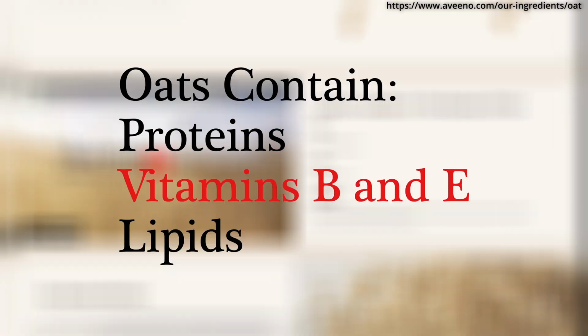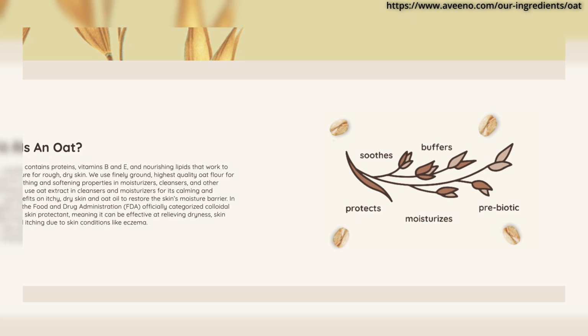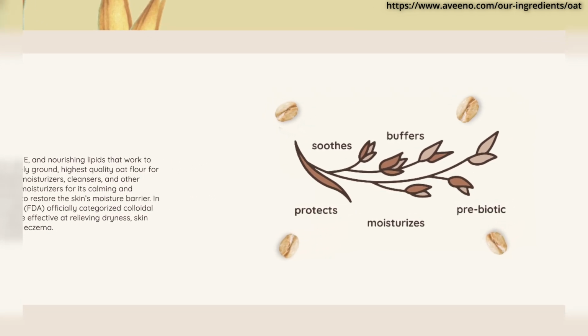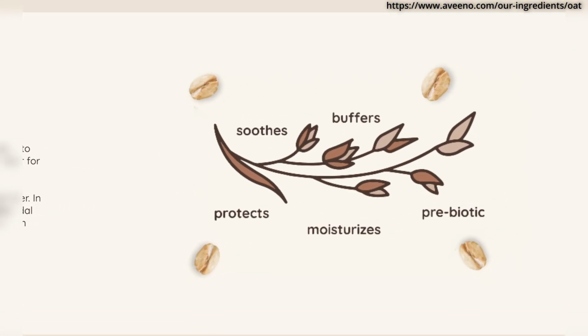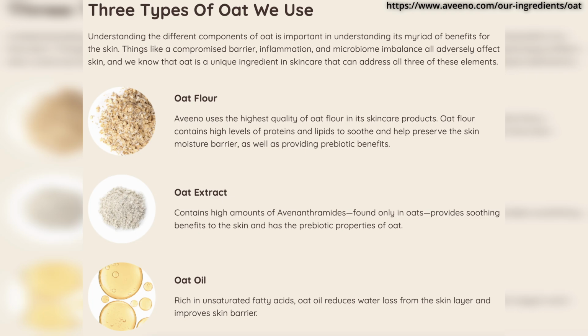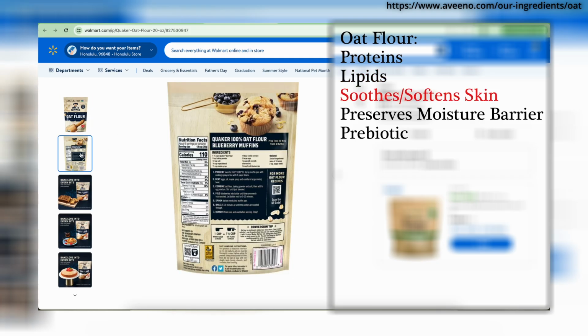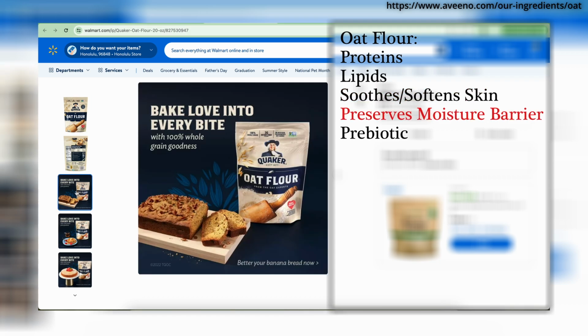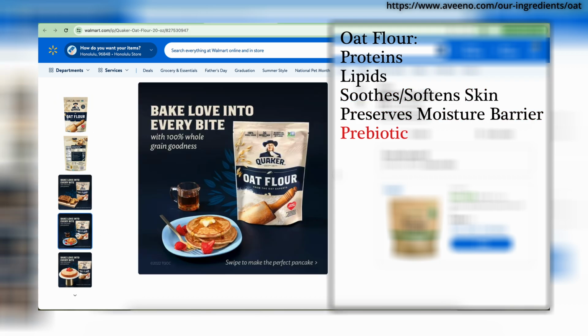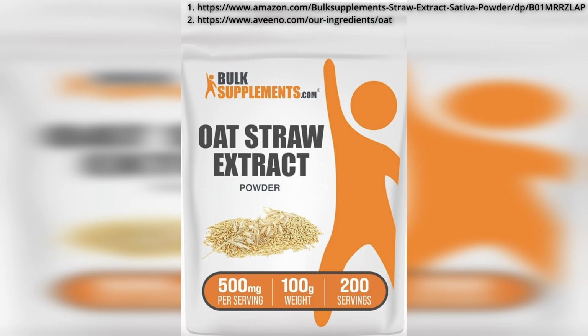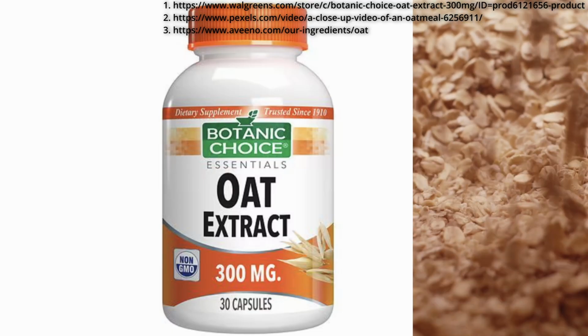Oats contain proteins, vitamins B and E, and lipids to moisturize rough, dry skin. Their little diagram depicts oats having soothing, buffering, protecting, moisturizing, and prebiotic properties. Aveeno uses oat flour, oat extracts, and oat oils. Oat flour has high levels of proteins and lipids that soothe and soften the skin, preserve the moisture barrier, and provide prebiotic benefits. Oat extracts contain high amounts of avenanthramides, only found in oats.